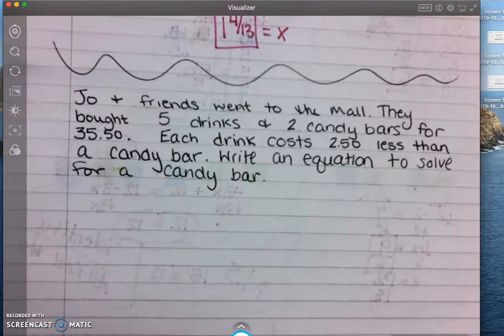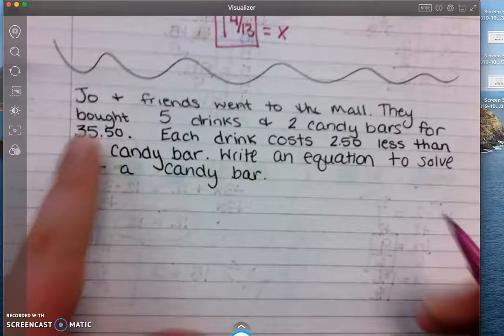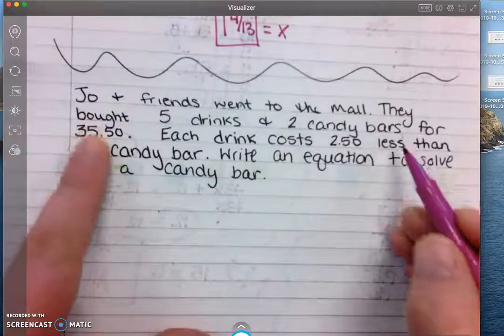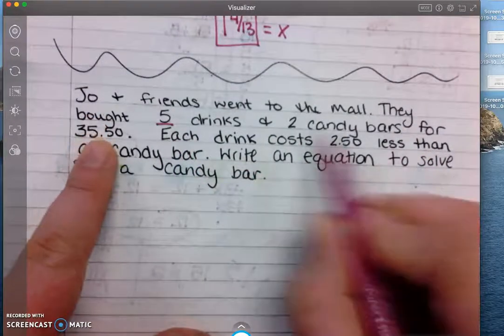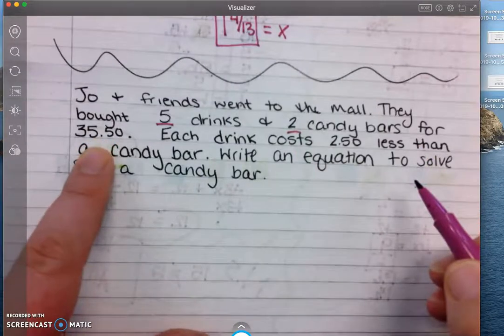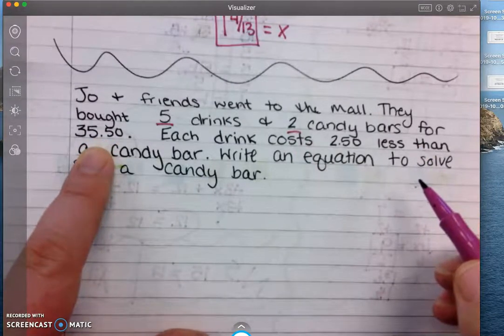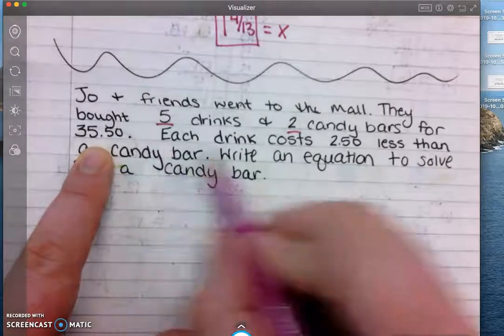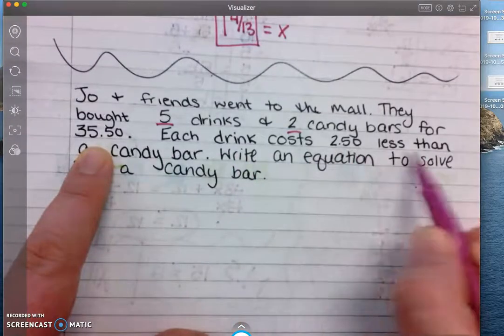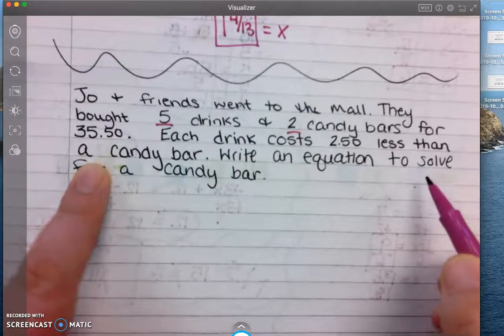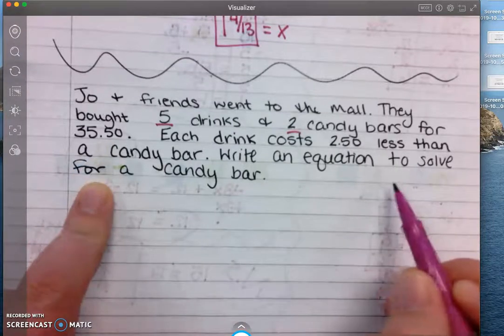If you notice, the last sentence says, write an equation to solve for a candy bar. So it's giving you what you need to look for, right? Joe and friends went to the mall. They bought 5 drinks and 2 candy bars for $35.50. That's a lot of money. If each drink costs $2.50 less than a candy bar, write an equation to solve for the candy bar.